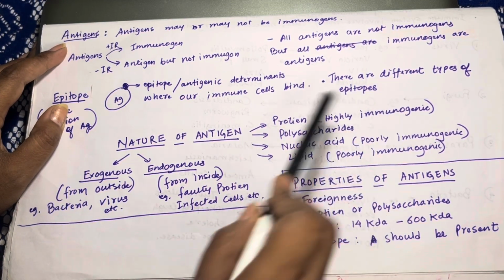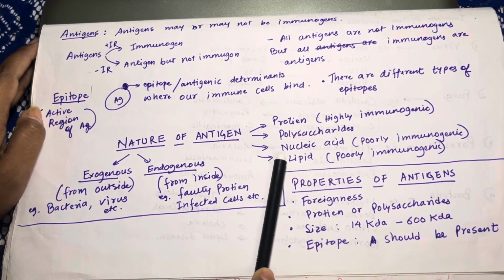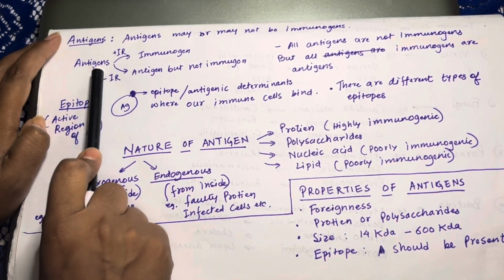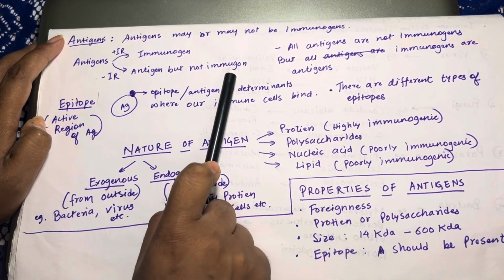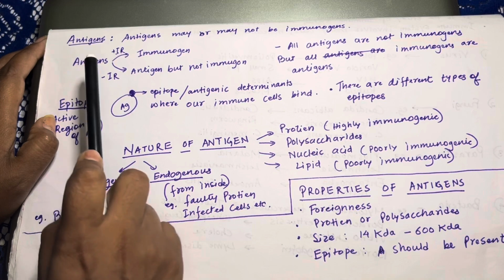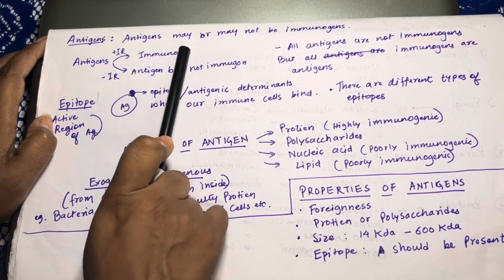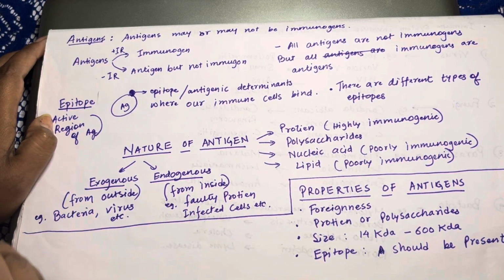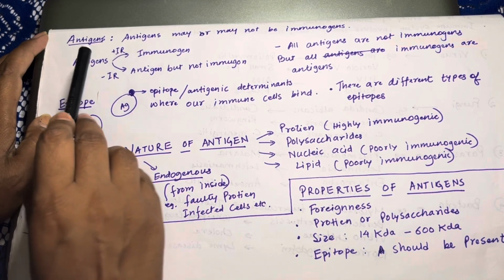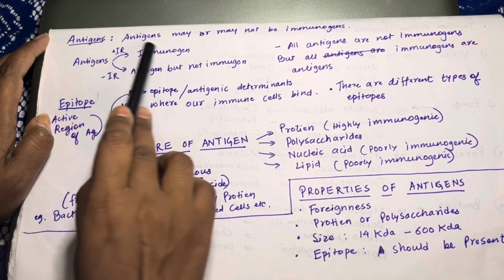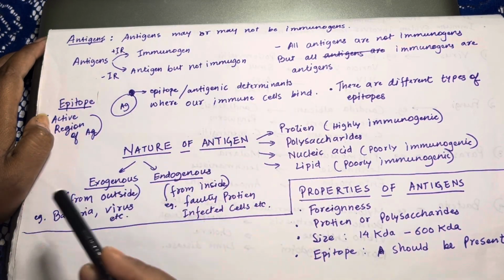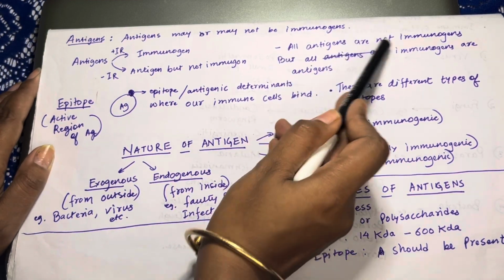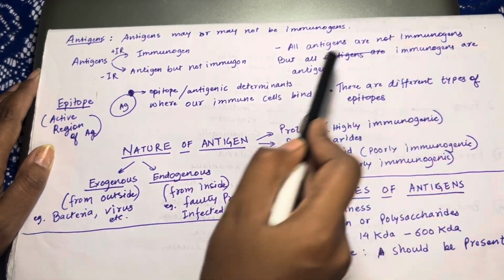Now, what is immunogenicity and antigenicity? First you have to understand that also. Antigens can be immunogens and antigens sometimes may not be immunogens. So it's not necessary that all antigens are immunogens. Any foreign material which is a non-self molecule is an antigen. But when an antigen becomes an immunogen, then only it can trigger the immune response. All antigens are not immunogens, but all immunogens are antigens.